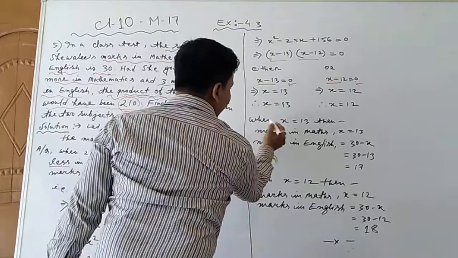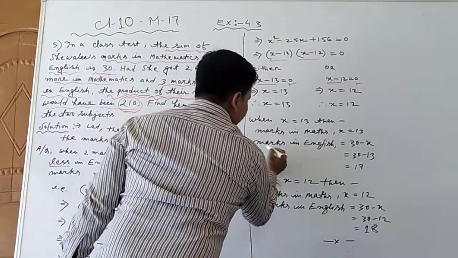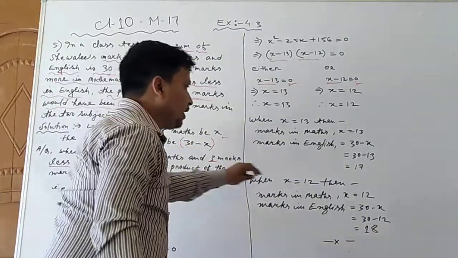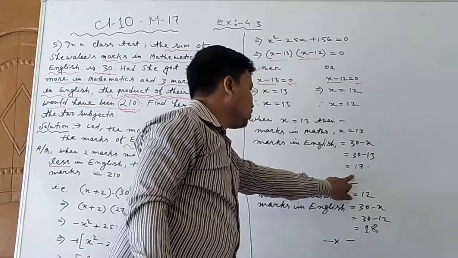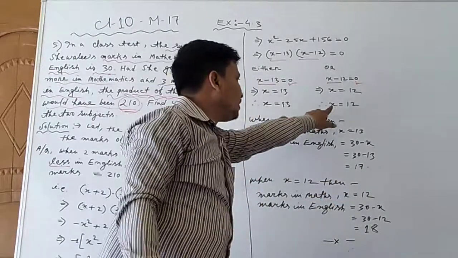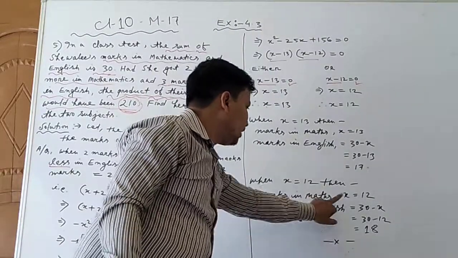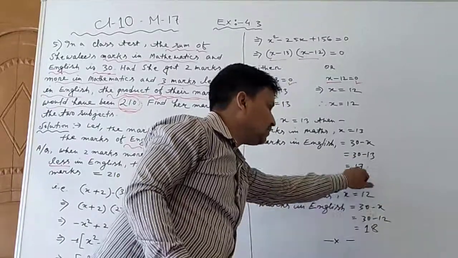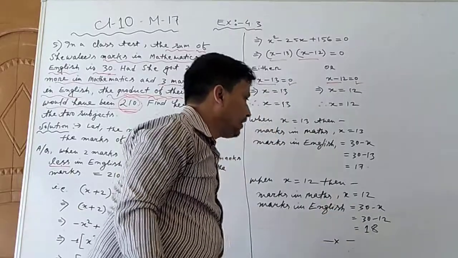That's why we have to write the result in two cases. First case, when x equal to 13, then the marks of mathematics is 13 and the marks of English, we have already achieved 30 minus x. So here you write 30 minus x, put x value 13 here, then we get 17. So the marks of English is 17. Second case is x equal to 12. When x equal to 12, then the marks of mathematics is 12 and the marks of English is 30 minus x, same system, 30 minus x, x value 12, put 30 minus 12 equal to 18. That's all.